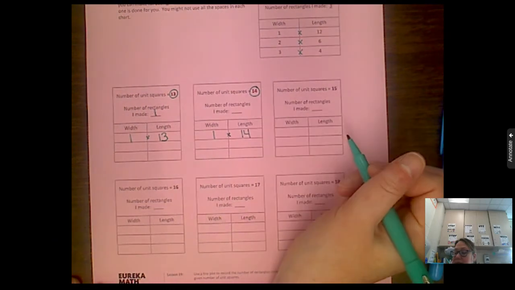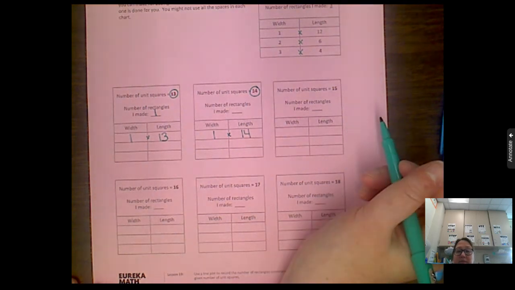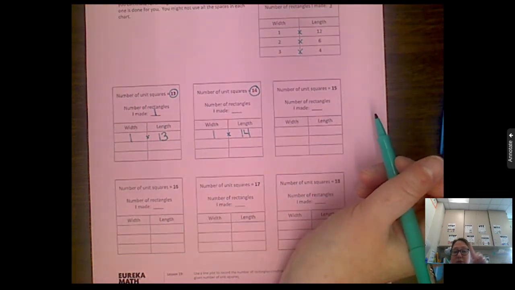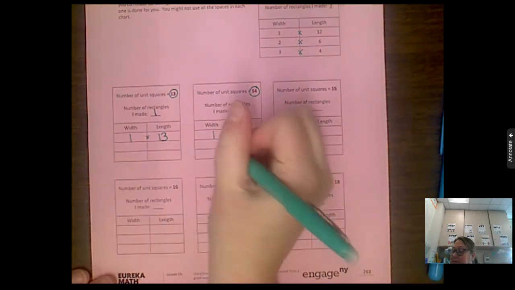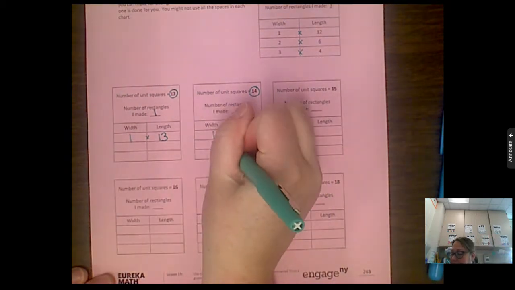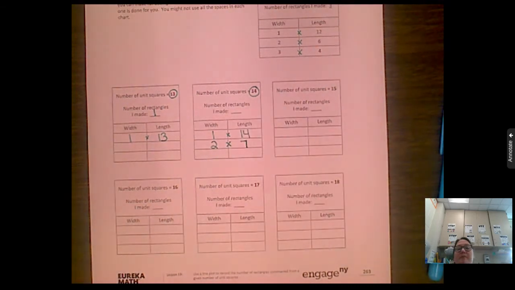What's going to come next on my chart? 2. I want to try out 2. Can we multiply 2 times anything to get to 14? 2, 4, 6, 8, 10, 12, 14. So 2 times 7 equals 14.